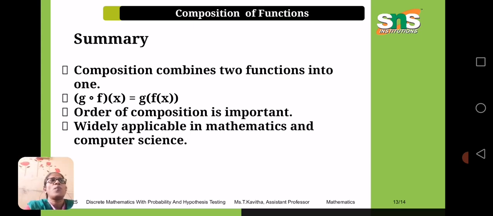Here are the advantages of composition of functions: simplifies complex operations, helps model real world systems, useful in automation, saves computation time, important in advanced mathematics.